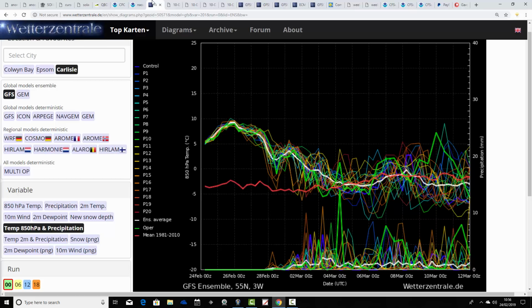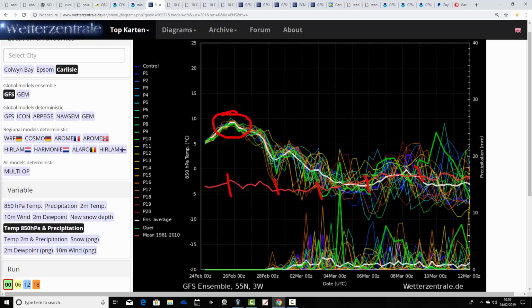GFS upper air temperature and precipitation ensembles looking like this. We're looking at Carlisle today. So this is the latest suggested location on our list of suggested locations for this section of the video. The red line here is the 30-year upper air temperature average for Carlisle. So pretty warm at the moment. I mean, we're way above average. Look at that. We're going to see temperatures increasing even more actually over the next couple of days.